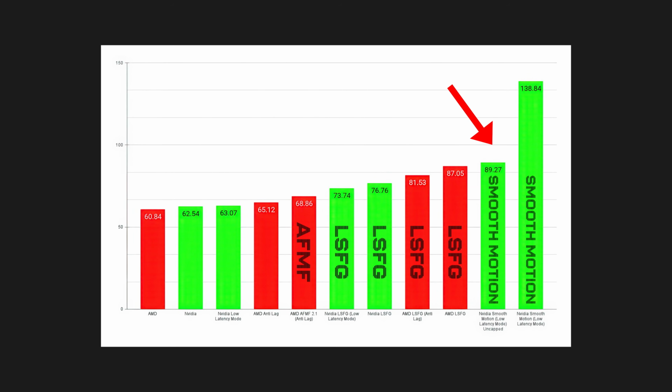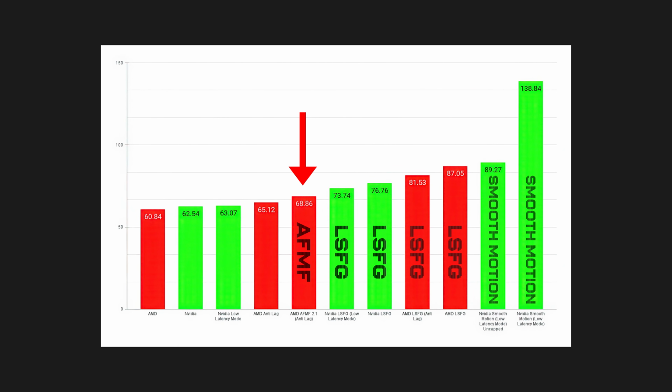The next result along with smooth motion is just with low latency mode on, which is always on whenever you turn on smooth motion. But then I've uncapped the frame rate. So we are going above 120 FPS, but still the latency isn't great. It's the next worst result. So there's just generally some problems, it seems, or at least I'm struggling with smooth motion with my 5080.